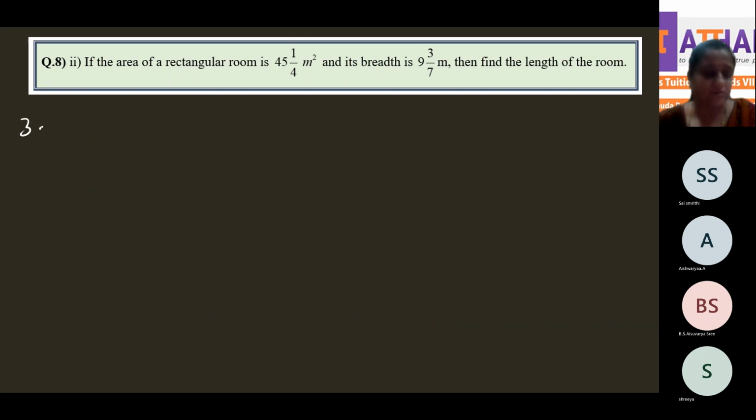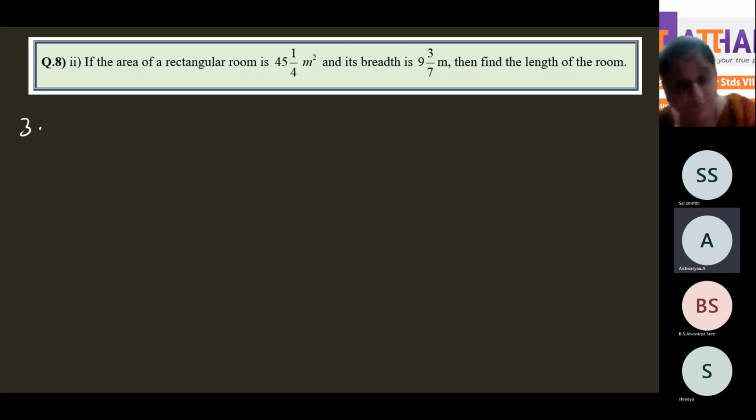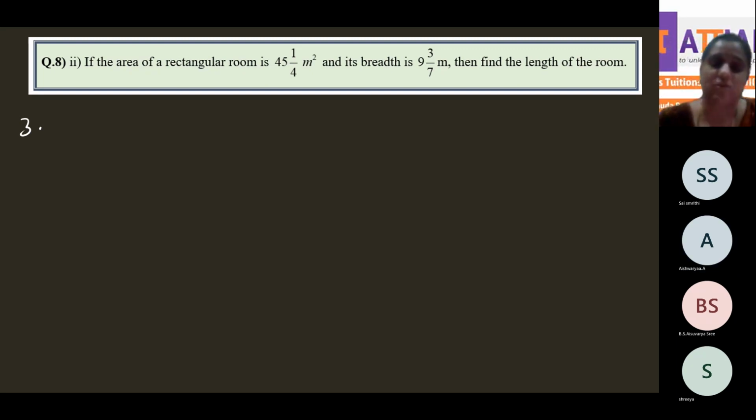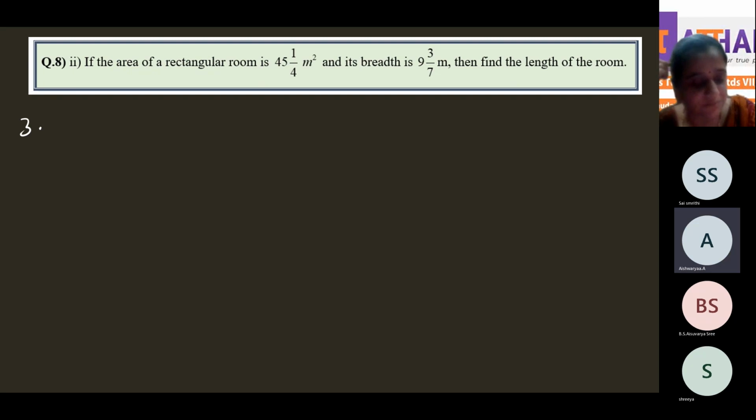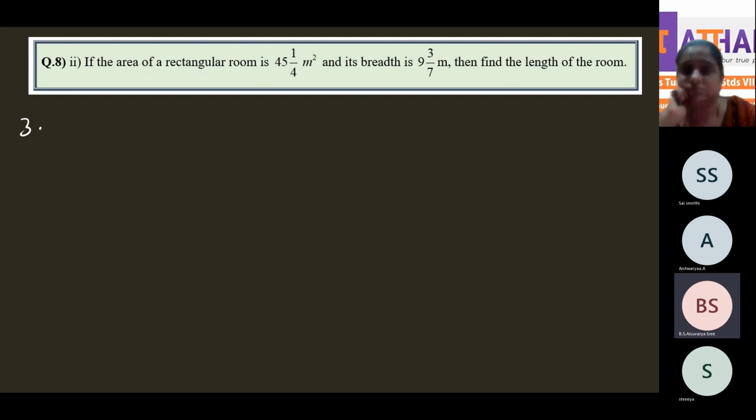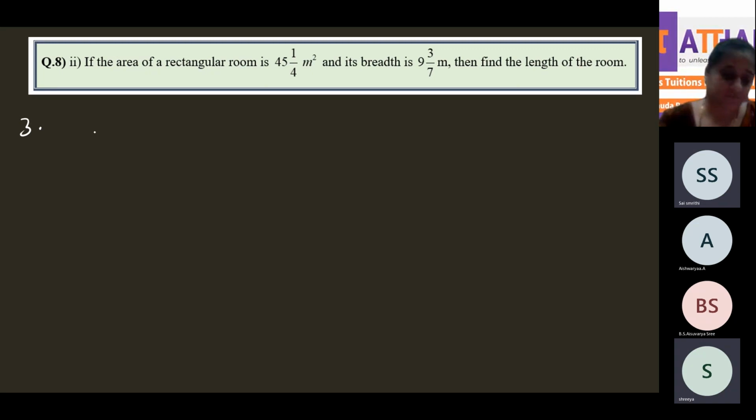Yeah, the answer for the next one. Aishwarya. Yes, ma'am. I got the answer is 19 by 15. Okay, what about Aishwarya Shri? 19 by 15. The others, Shri and Sai Smriti? Same, ma'am. 19 by 15, ma'am.